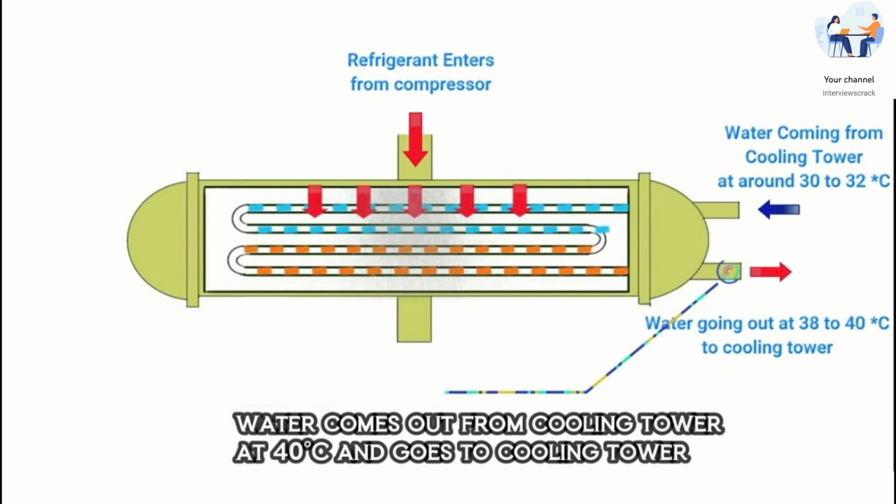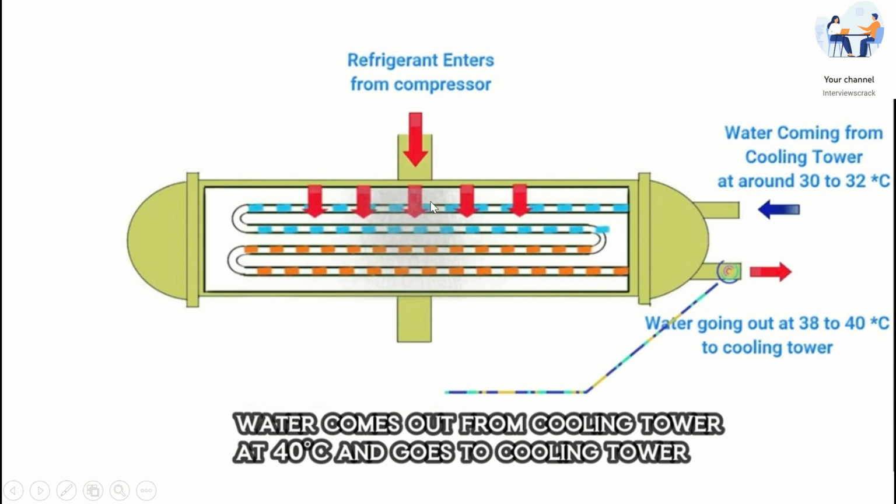So here we see the refrigerant entering from the compressor with a heated temperature; its temperature is high. It is coming into contact with the water coming from the cooling tower. Its temperature is generally 30 to 32 degrees, as our ambient temperature in India is 30 to 32 degrees in normal conditions. So this is cold water, and it comes into contact with the refrigerant, which is heated.